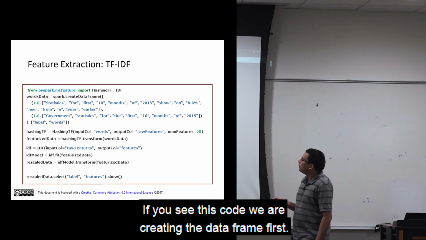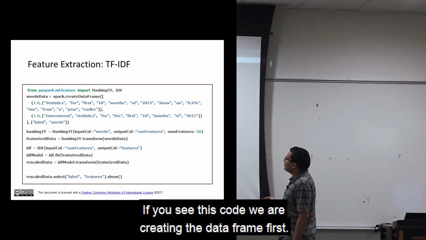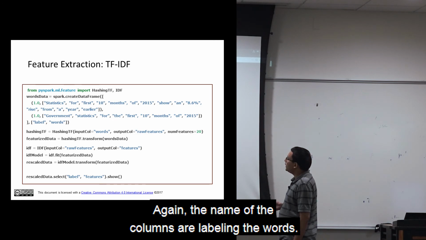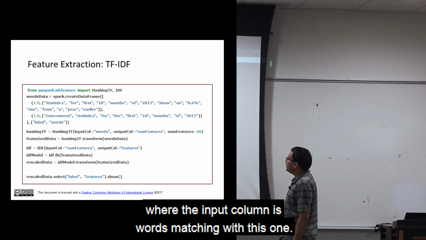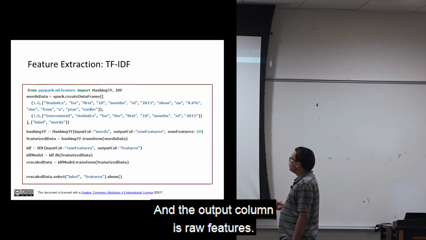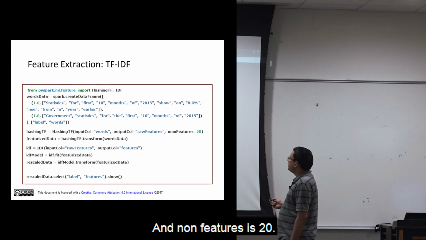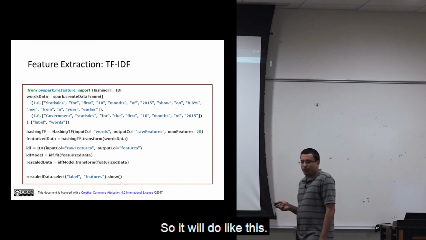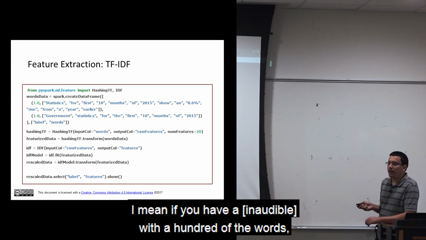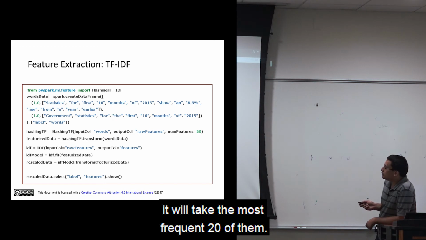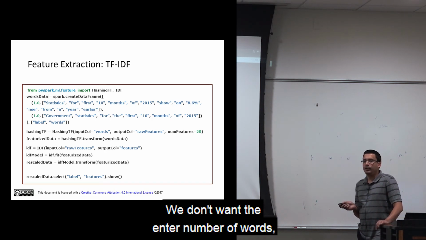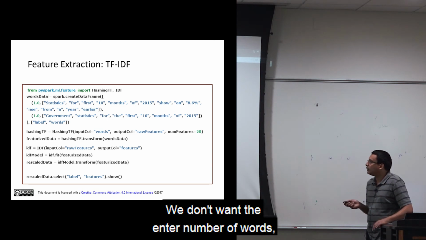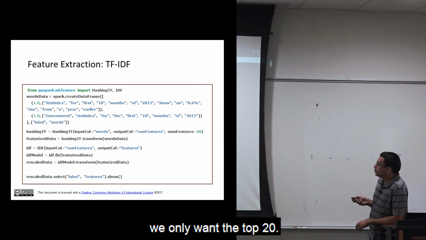If you see this code, we are creating the data frame first. Again, the names of the columns are label and words. We are creating the hashing term frequency where the input column is words, matching with this one, and the output column is raw features, and num features is 20. So it will do like this. I mean, if you have a corpus with 100 words, it will take the most frequent 20 of them. So we are limiting the number of features here. We don't want the entire 100 words. We only want the top 20.